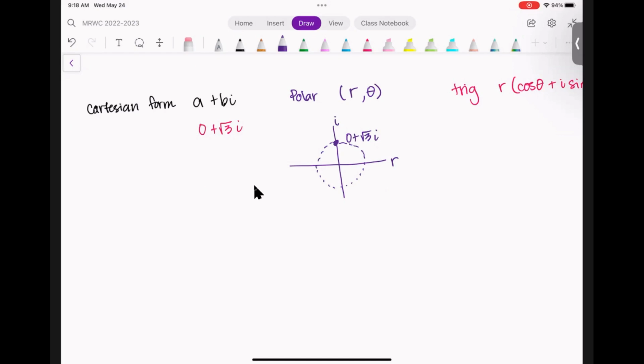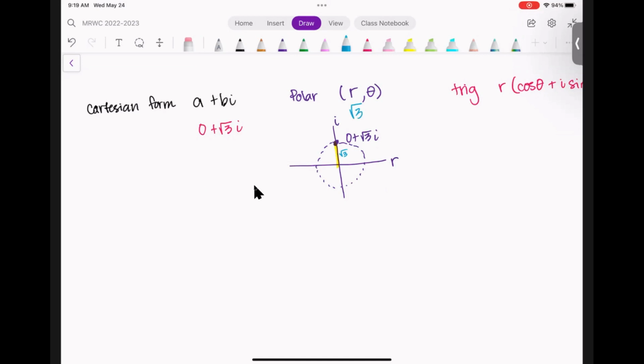How long is that radius, from here to here? Anybody? Yeah, perfect. Square root of 3. How did you know that, Miss Johnson? Because when we started at 0, when I graphed that point, I went up root 3. So this length here is root 3, right? So that indicates that is my radius. Everybody okay with my radius?